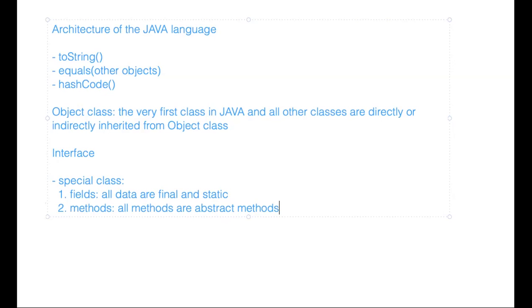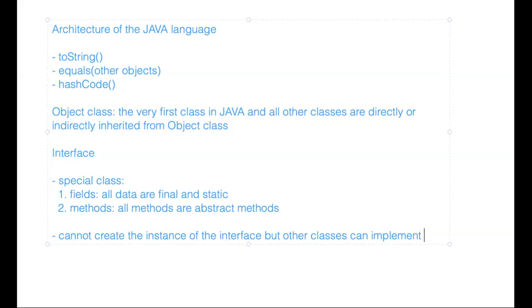Okay, so an interface is where all methods are abstract methods. You cannot have your own methods inside, so it's all abstract methods. You cannot create an instance of the interface, but other classes can implement the interface.